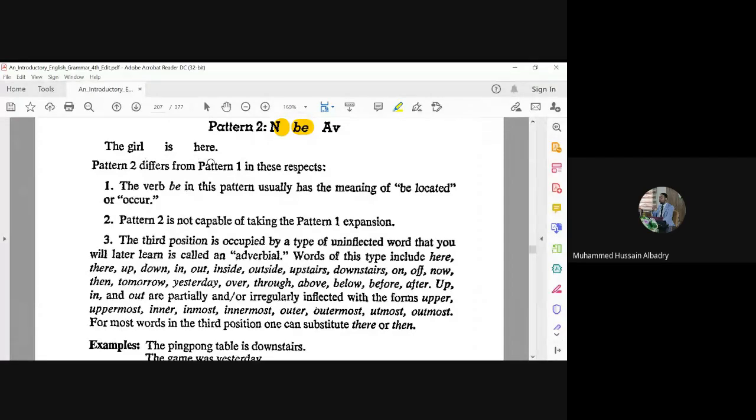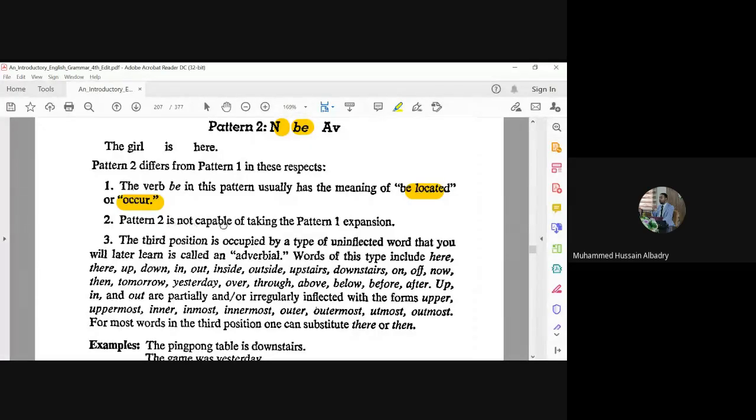For example, the girl is here. Pattern number 2 differs from pattern number 1 in these respects. The verb be in this pattern usually has a meaning different. احنا قلنا ال be دائما يكون different. يعني verb be ثلاثة different. هي located موقع or occur. Okay. هنا أنا adverb ظرف مثلا the girl is here. Where is the girl? She is here. They are at, in the hospital, for example, at the college. It is tomorrow. Located or occur.